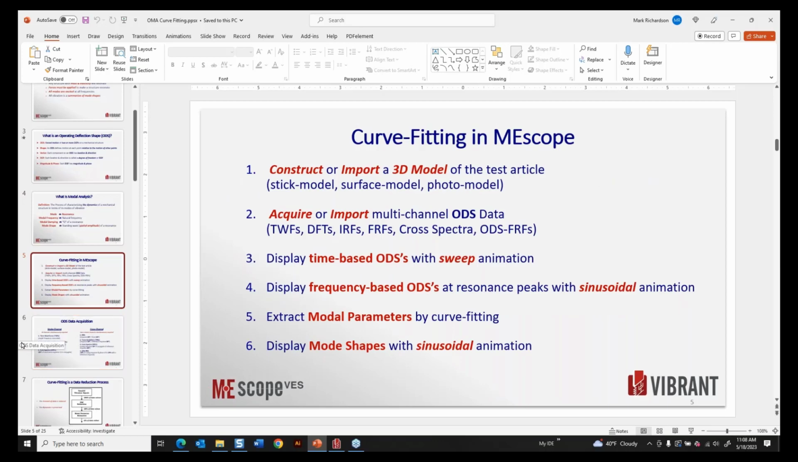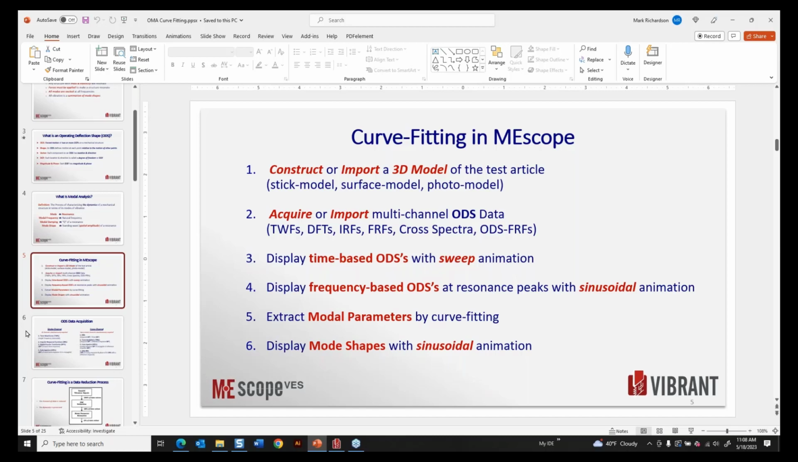Okay, we're going to talk about curve fitting. We're going to run some examples in MEscope. Here are the main steps that we use in MEscope for curve fitting. First of all, we need a 3D model because we're going to collect data on some sort of a test article. And again, as soon as we collect data from 2 or more degrees of freedom, points and directions, then we can talk about a shape, either an ODS or a mode shape.